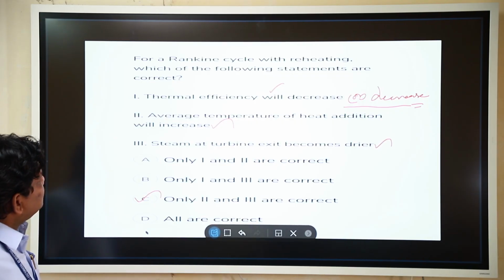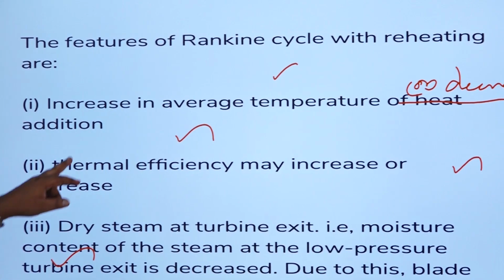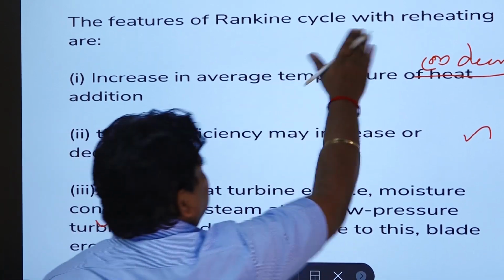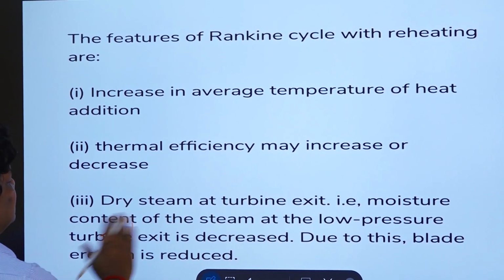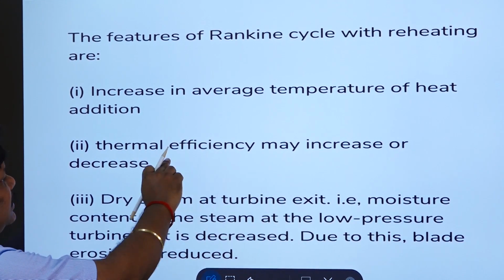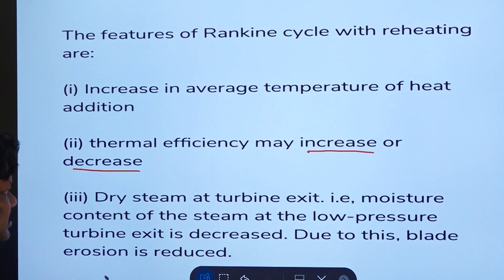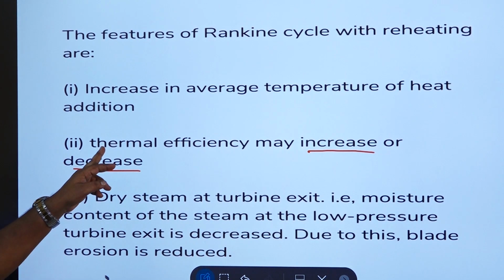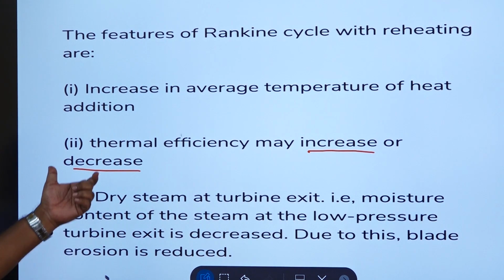So what are the features of the Rankine cycle? You can see here, with an increase in the average temperature of heat addition, the thermal efficiency may increase or decrease. I told you earlier that the thermal efficiency increases, but in some cases it may decrease. So you have to study it carefully. That the thermal efficiency may increase seems to be right, but it may also decrease.